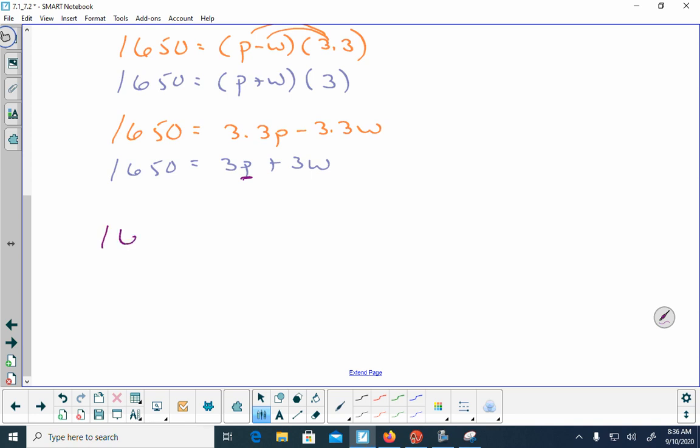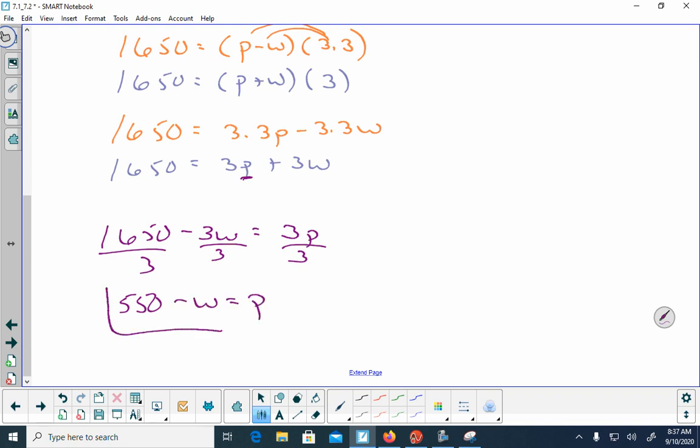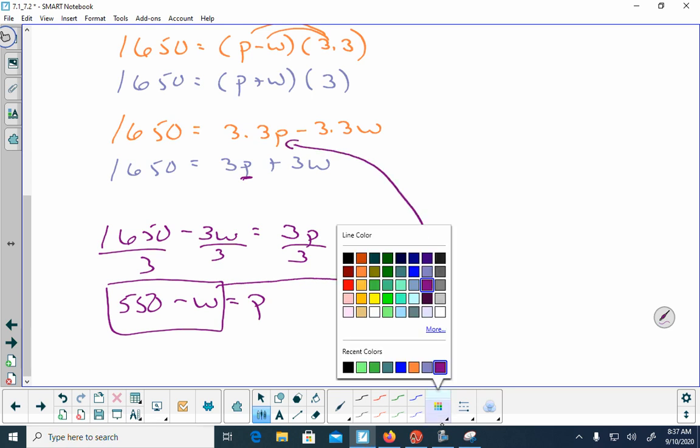So I'm going to have 1650 minus 3w is equal to 3p. I'm going to divide everything by 3. And when I do that, I'm going to have 550 minus w is equal to p. So I'm going to put this back in for this p here.